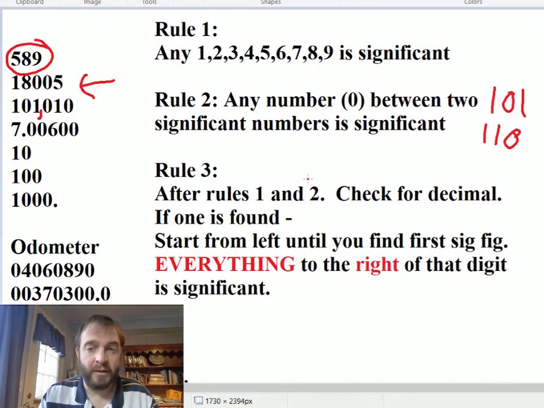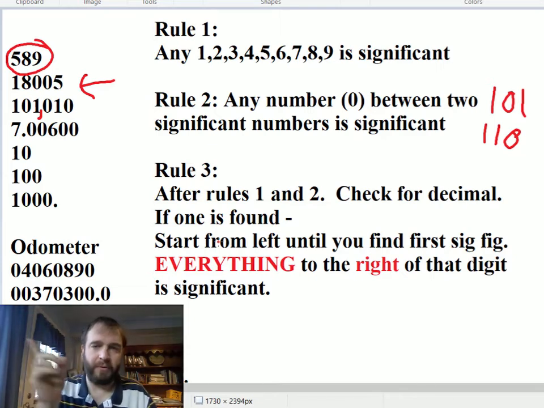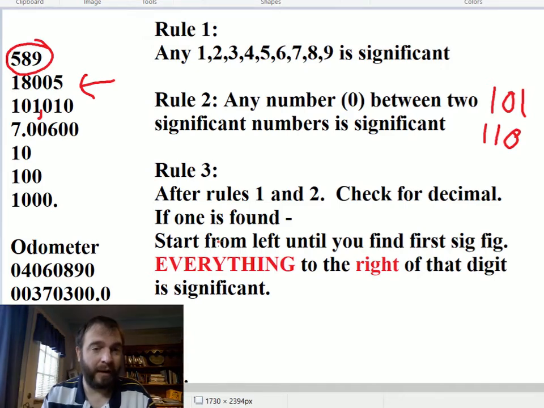Rule 3, after that we check for a decimal place. Is there a decimal? Yes, there is. So if you find a decimal, start from the far left, just like you're reading a book. We always start, I'm sorry, my video is probably flipped here when I look at that. Anyway, look over to the far left-hand side, just like you're reading in a book, and start from that side and move across, okay?